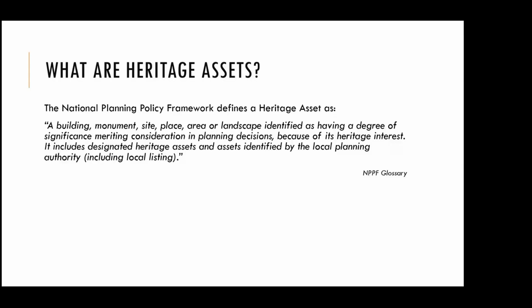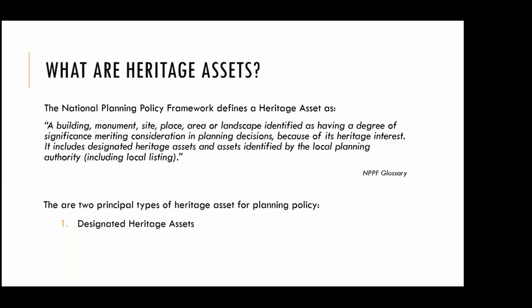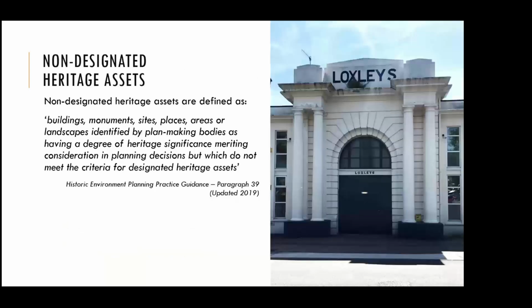So we're all familiar with the NPPF, I'd imagine. So obviously we all know two principal forms of heritage asset, designated and non-designated. I'm not going to talk about designated, but hopefully we all know about listed buildings and scheduled monuments. So we're just going to concentrate on the non-designated heritage assets. So what are non-designated heritage assets?